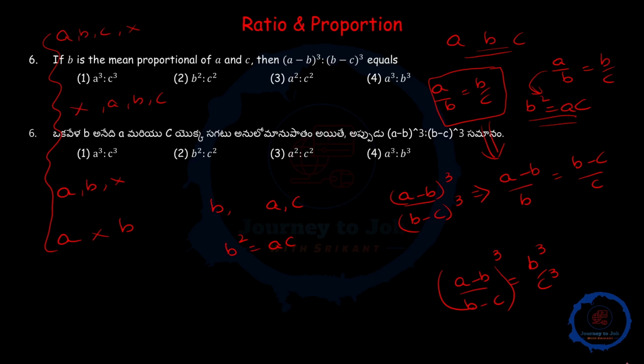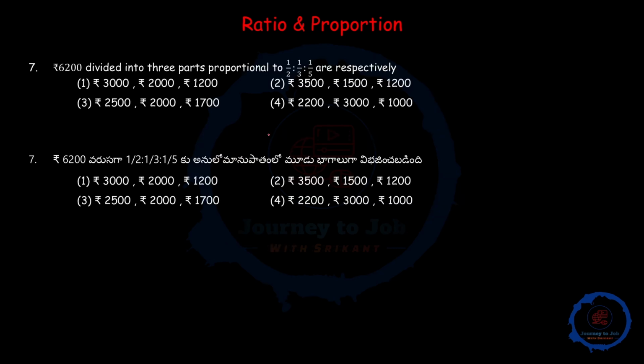సో అగైన్ దిస్ యూ హ్యావ్ టు కన్వర్ట్ b/c. సో b/c యూ ఆర్ లుకింగ్ హియర్ b/c = a/b. సో b/c హోల్ క్యూబ్ కదా, b/c = a/b కాబట్టి (a/b) హోల్ క్యూబ్. ఇట్ మీన్స్ a³/b³. సో దిస్ ఇస్ ద ఆన్సర్. ఓకే, so this is how you have to calculate.